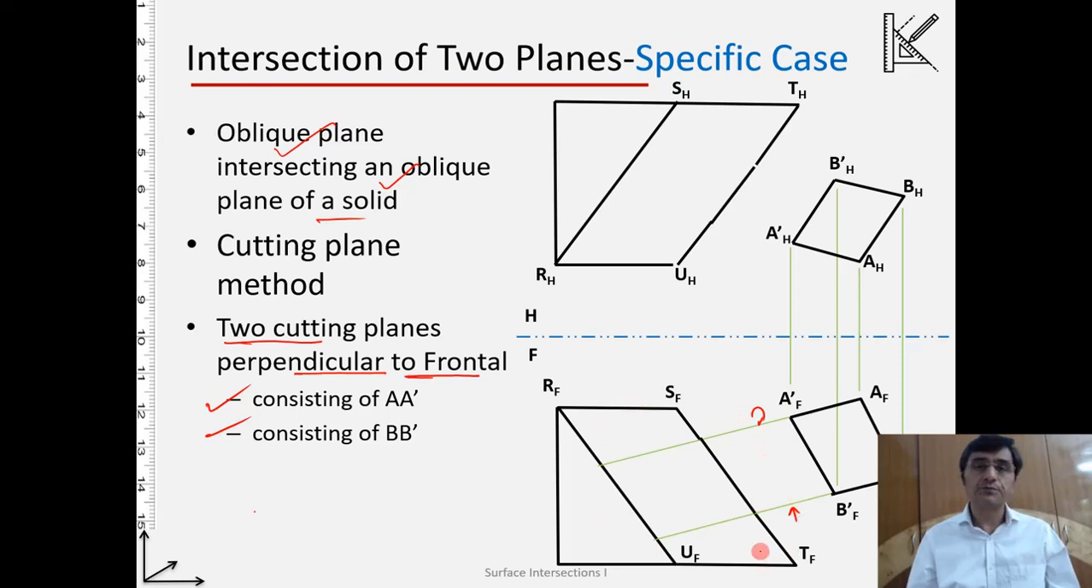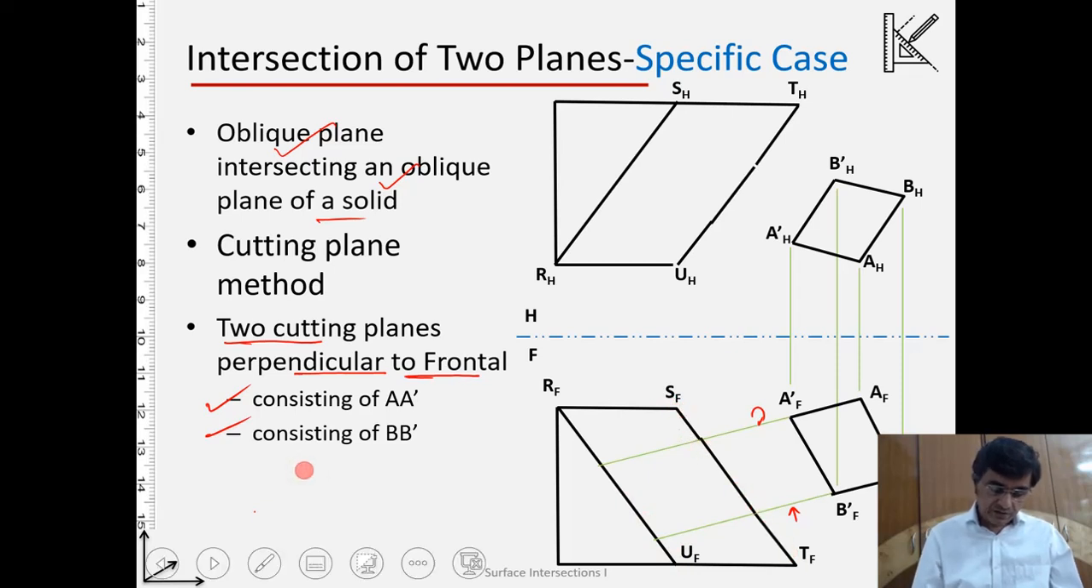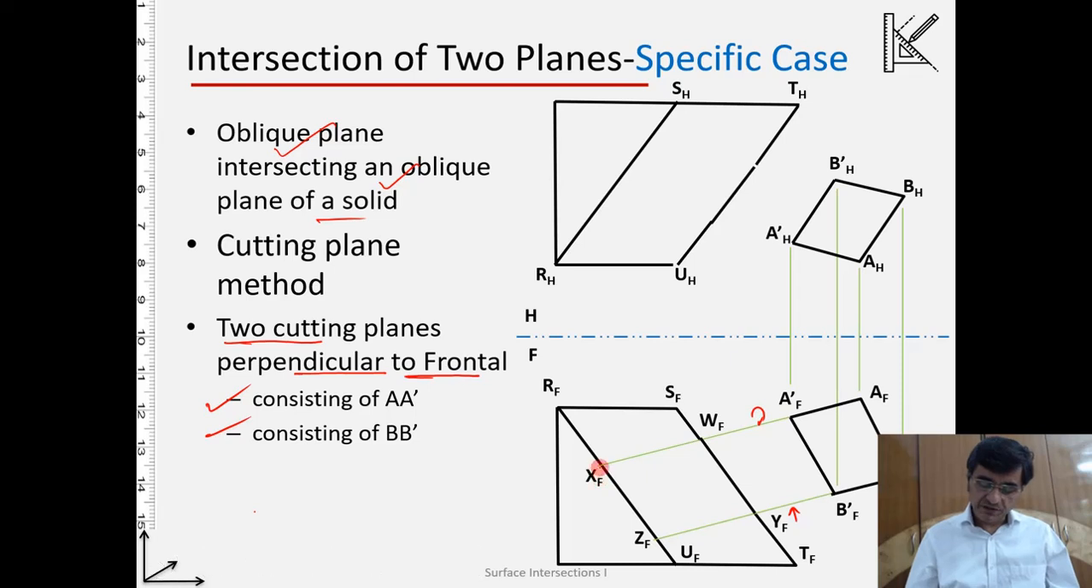That is what we have to do. So to do that, for the given plane of the solid, I am trying to see where the cutting plane is intersecting the sides of the plane on the solid. So if I locate it, these are the points. The side RU is being intersected at X by the cutting plane which consists of line A dash.